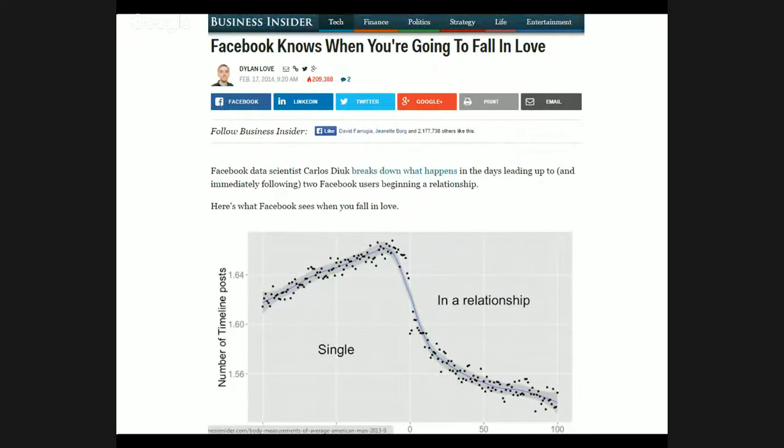This might be quite funny, actually. Somebody said that Facebook knows when you're going to fall in love because of how you post, what you post, the frequency of posting specifically, and how that all drops off when you move away maybe from the business of self-branding into the real life of having a relationship with someone.